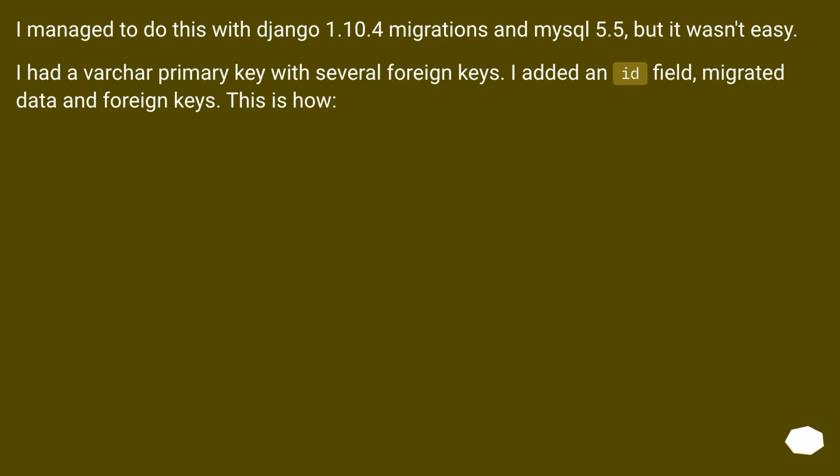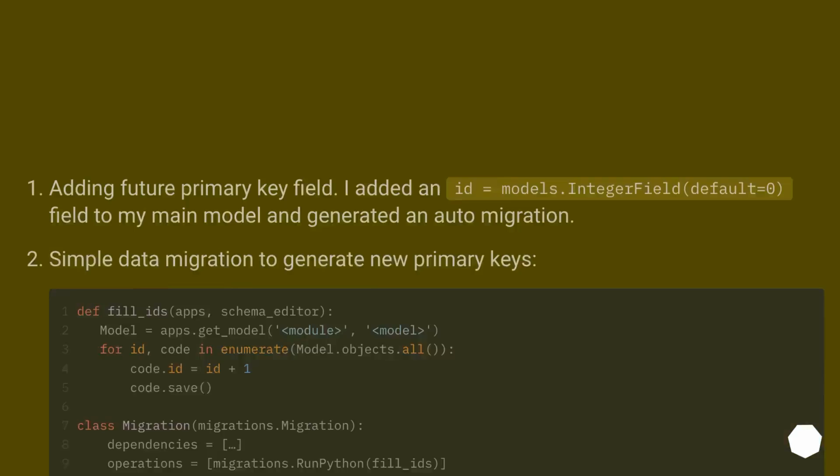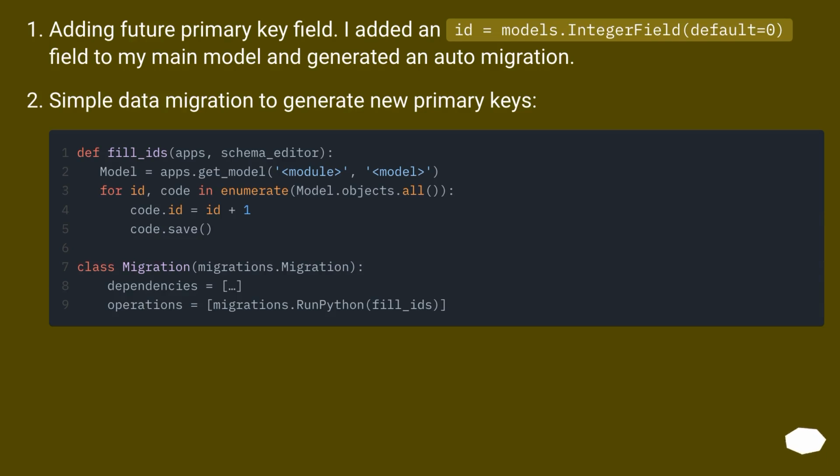I managed to do this with Django 1.10.4 migrations and MySQL 5.5, but it wasn't easy. I had a varchar primary key with several foreign keys. I added an id field, migrated data and foreign keys. This is how. Adding future primary key field. I added an id = models.IntegerField(default=0) field to my main model and generated an auto migration. Simple data migration to generate new primary keys.